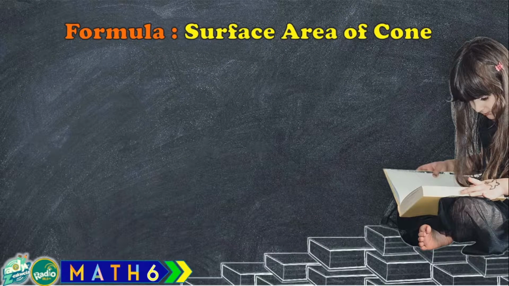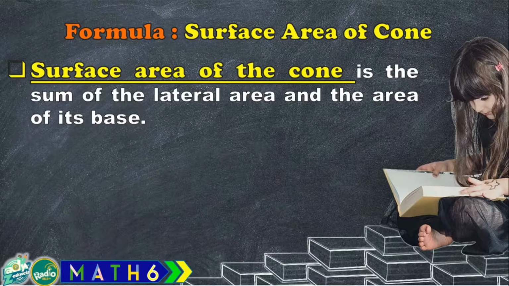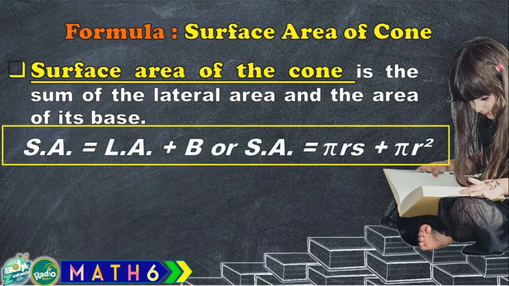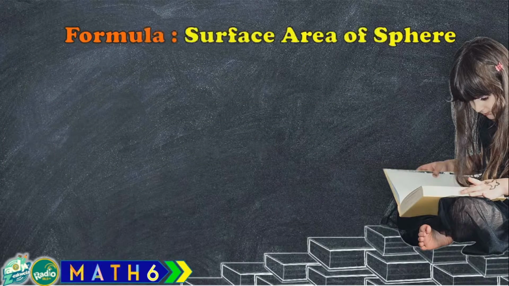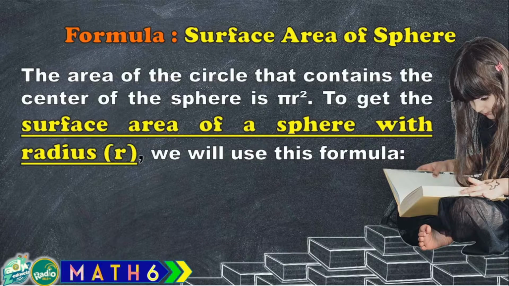Therefore, we have surface area equals lateral area plus B, or base. Next is the surface area of a cone. How do we get the surface area of this solid figure? Yes, the surface area of the cone is the sum of the lateral area and the area of its base. Thus, we have surface area equals pi rs plus pi r squared.